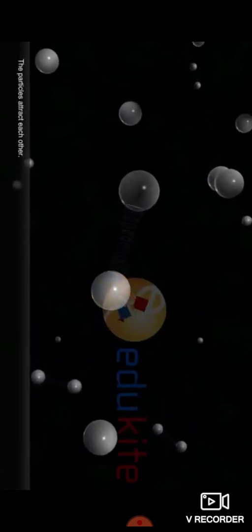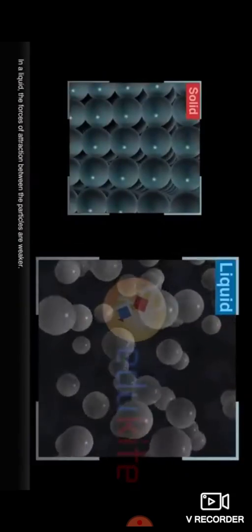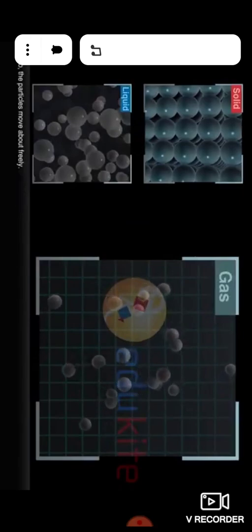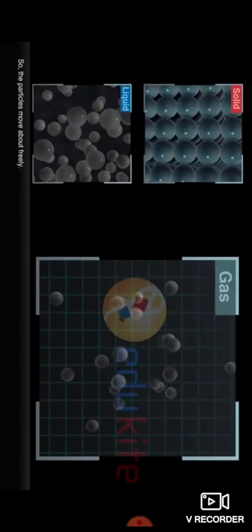The particles attract each other. In a solid, the forces of attraction between the particles are very strong. These forces hold the particles together. In a liquid, the forces of attraction between the particles are weaker. So, the particles are not held together and move about. In a gas, the forces of attraction are extremely weak. So the particles move about freely. Think about a pure substance such as mercury.